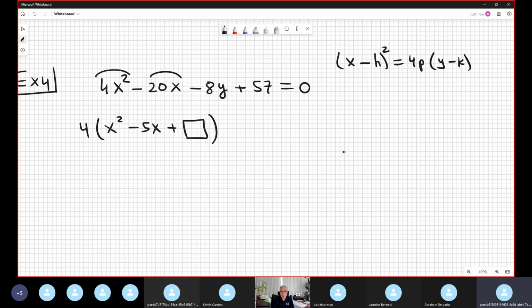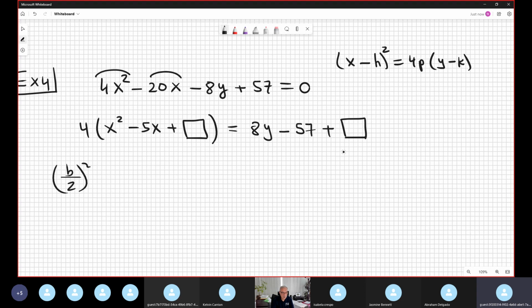In the y part, you move to the right hand side, because I try to manipulate this equation only to get it to look similar to this. So I move the y minus 57. I remember another box here. Get the same box as this. The formula to complete the square is always the same.